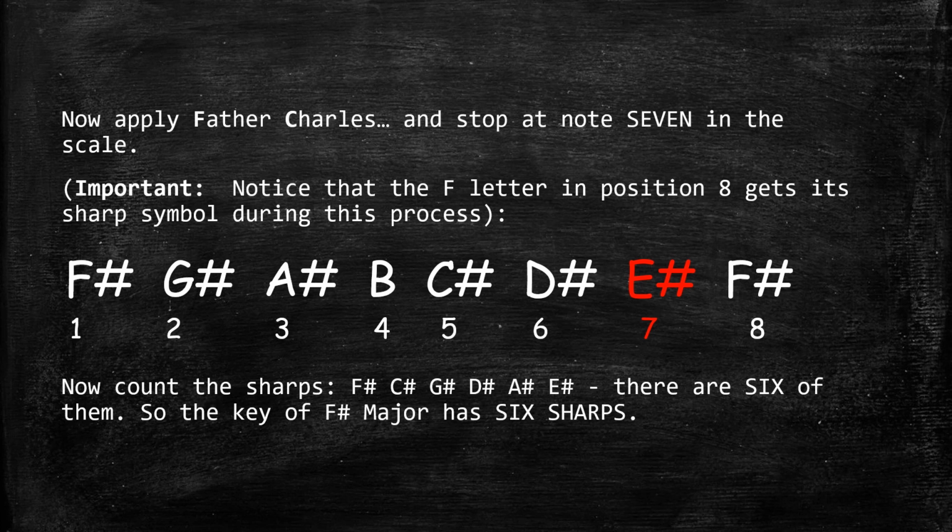Important, notice that the F letter in position 8 gets its sharp symbol during this process. So we've ended up with F sharp, G sharp, A sharp, B, C sharp, D sharp, E sharp, F sharp. Now count the sharps: F sharp, C sharp, G sharp, D sharp, A sharp, E sharp. There are 6 of them. So the key of F sharp major has 6 sharps.